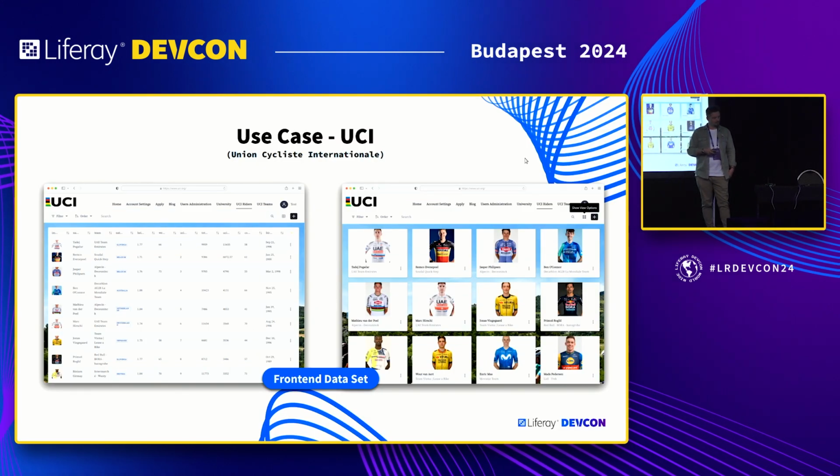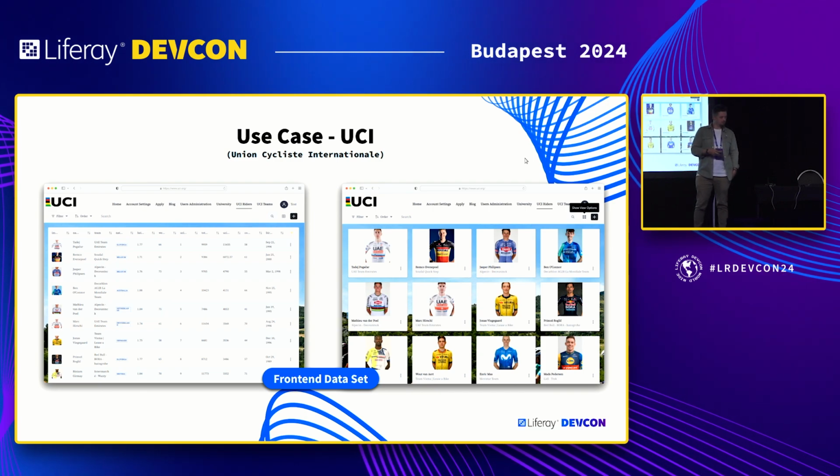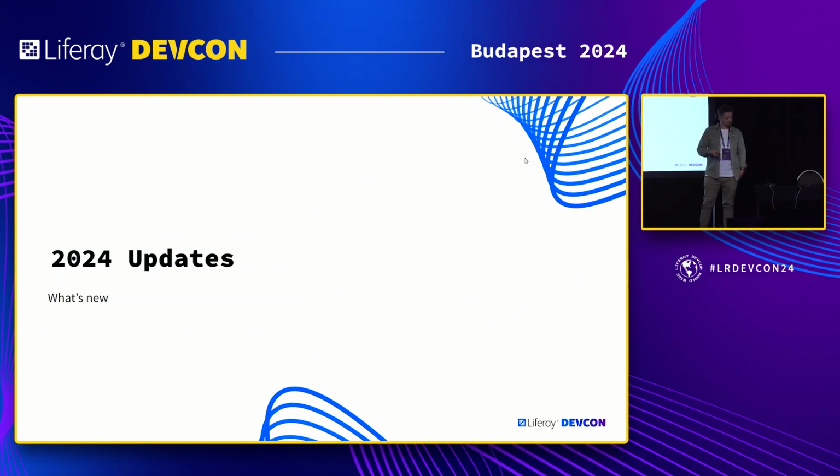And this is the front-end dataset. So this is what the end user is going to see. We have two visualizations here, table and cards, and we are going to see it in a demo now.